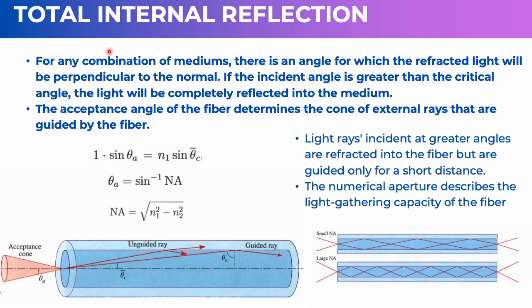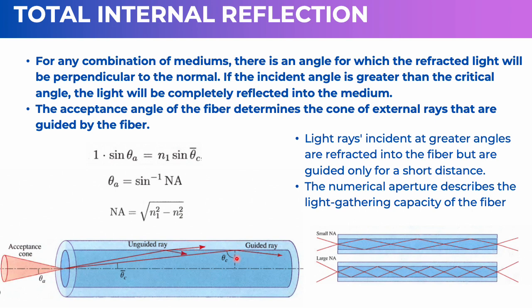So it says that for any combination of mediums, there's an angle for which refracted light will be perpendicular to the normal, which is what total internal reflection is. And if the incident angle is greater than that critical angle, then the light would be completely reflected into the medium. So over here, as we can see, this is the critical angle theta c, and this is where the total internal reflection is happening.